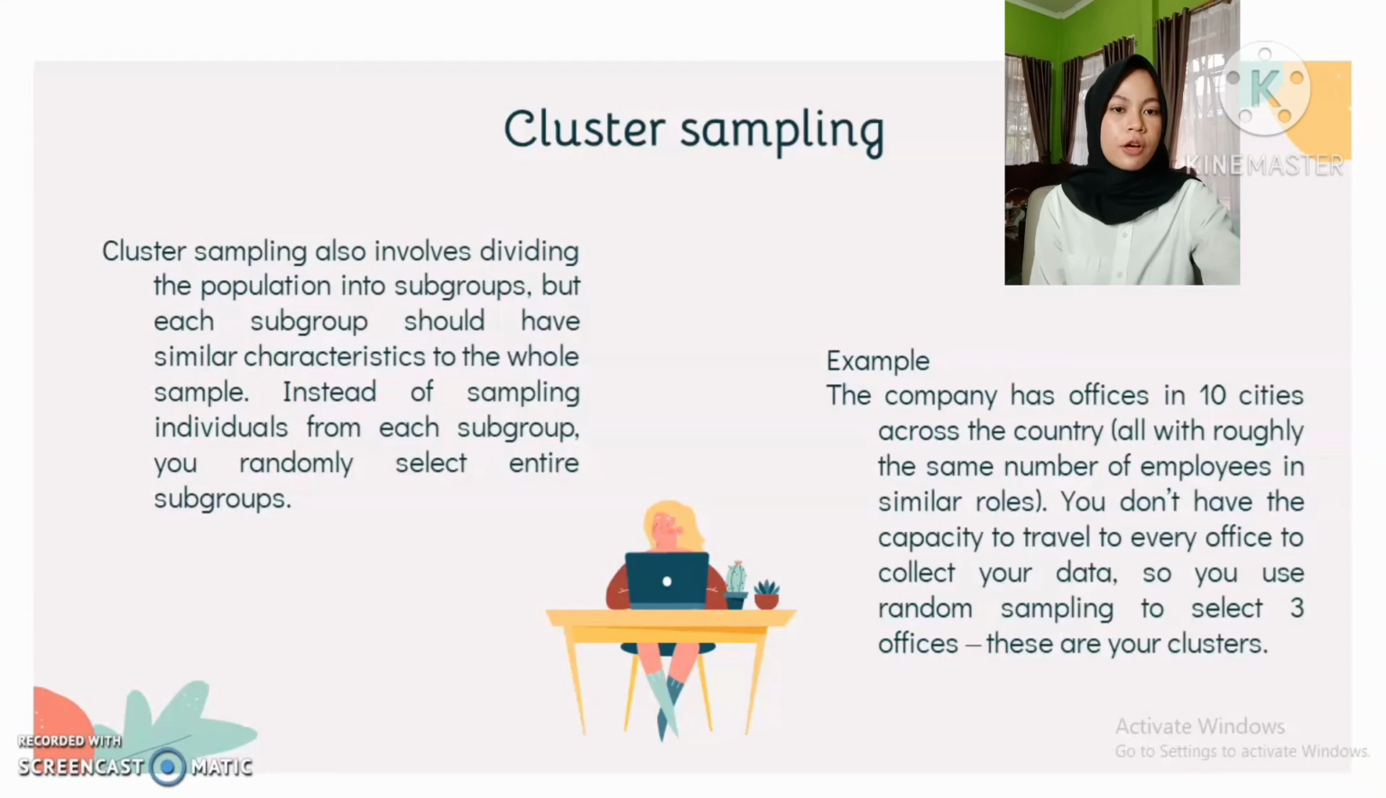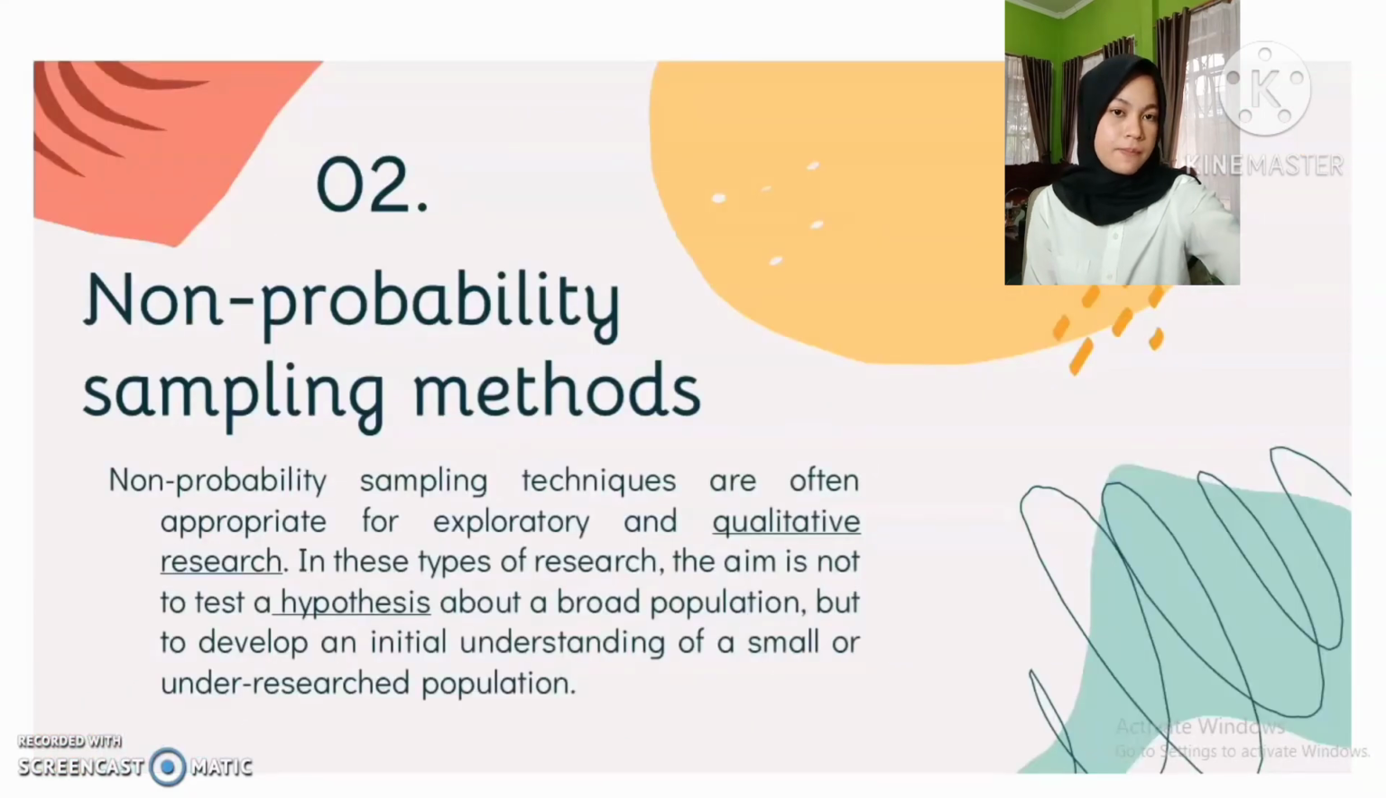Next is about non-probability sampling methods. In a non-probability sample, individuals are selected based on non-random criteria, and not every individual has a chance of being included. This type of sample is easier and cheaper to access, but it has a higher risk of sampling bias, and you cannot use it to make valid statistical inferences about the whole population.